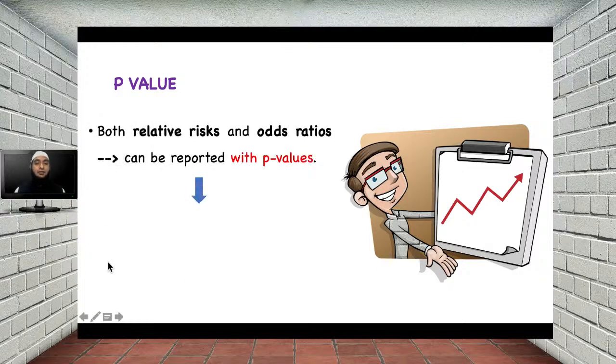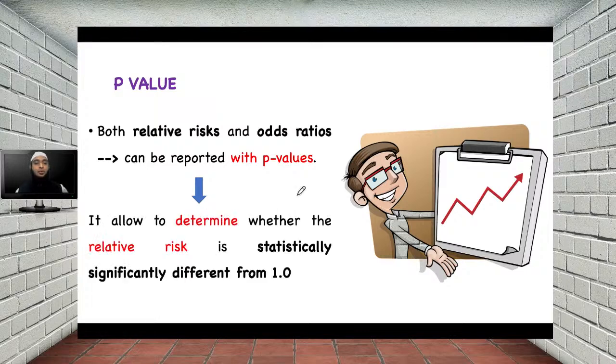So both relative risk and odds ratio can be reported with the p-value. It allows us to determine whether the relative risk or the odds ratio is statistically significantly different from the 1.0 value or not. If it has the value of 1, it means there is not much difference.